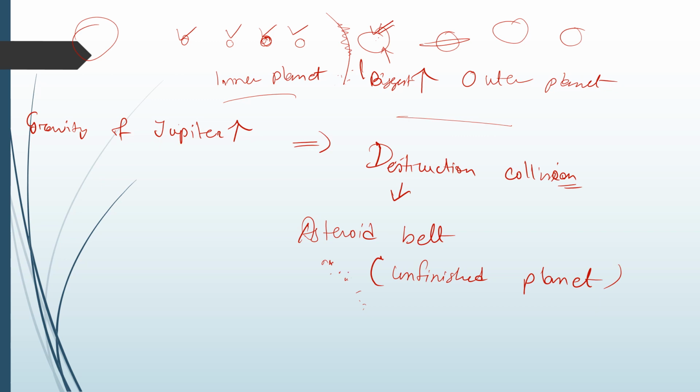So till now we have discussed the formation of the inner planets and their materials, the materials in the outer planets and how they have been formed, and how the asteroid belt has been formed. It is formed due to the gravity of Jupiter, as it is the biggest in our solar system, and due to this gravity it started a destructive collision between the materials. The asteroid belt is an unfinished planet which is situated between Mars and Jupiter. Clear?